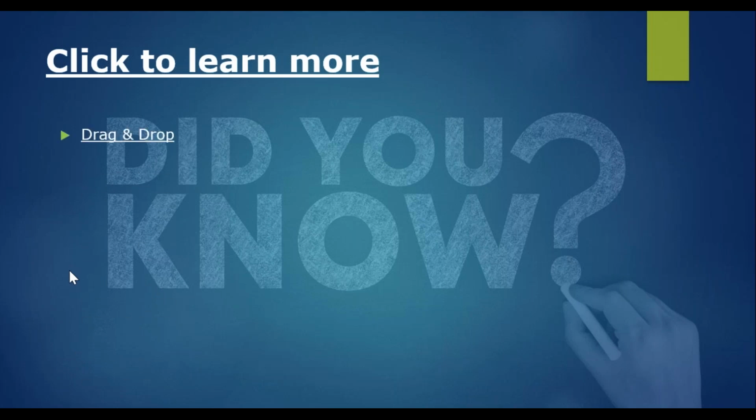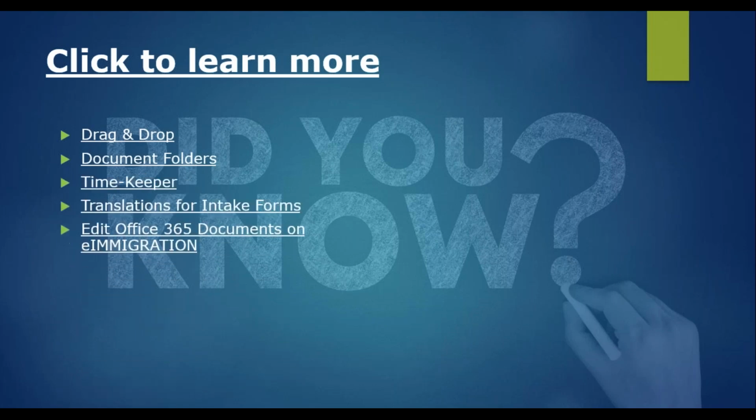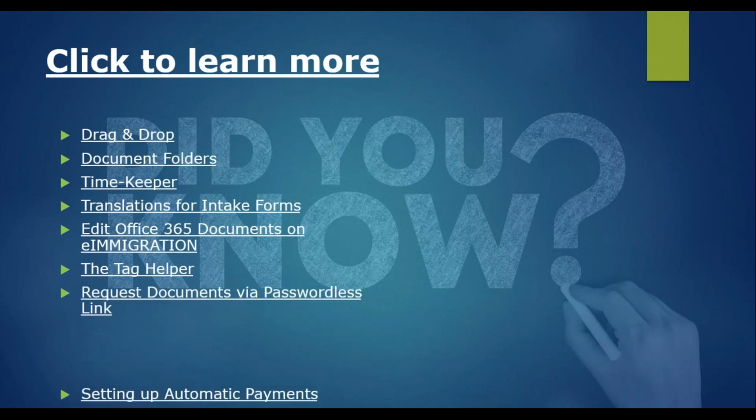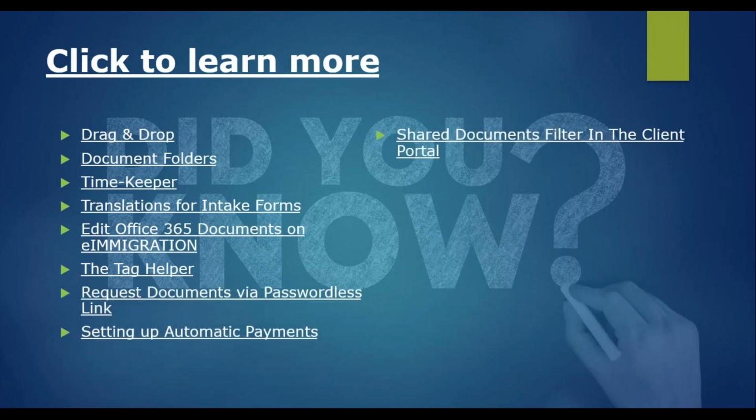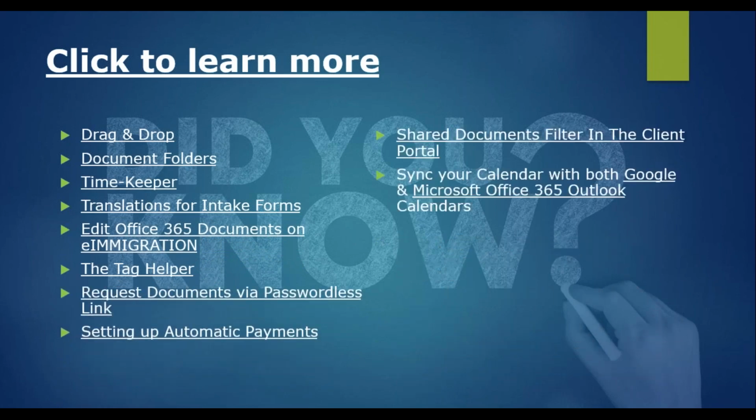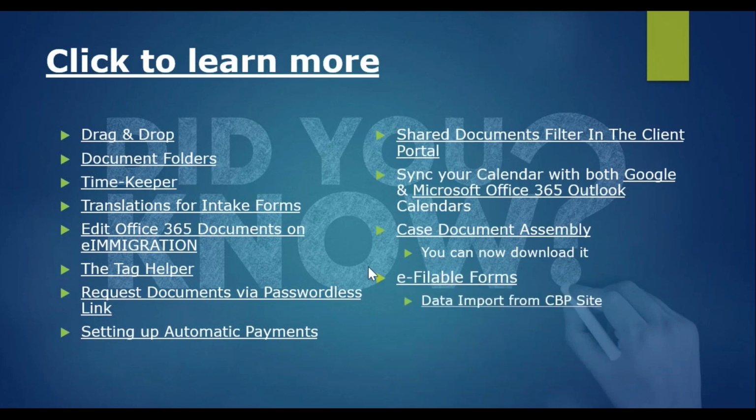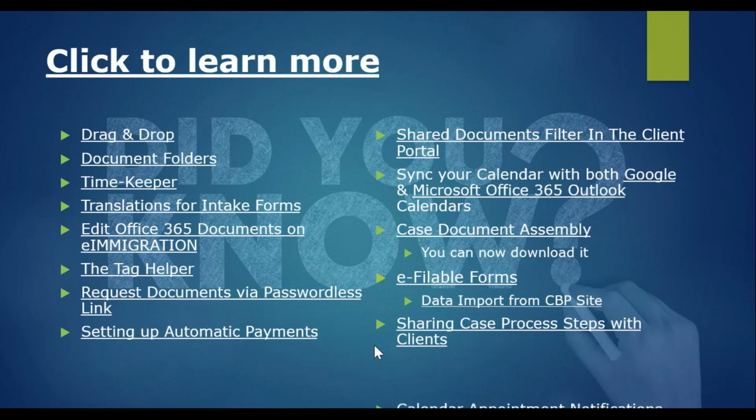All right, so did you know that we have the drag and drop feature? The document folders can be customized. All these have links that you can click on to learn more about these features, like e-filing. For example, you can import data from the CBP website. Not only can you download the document assembly now, but you can add the footer page names and numbering.